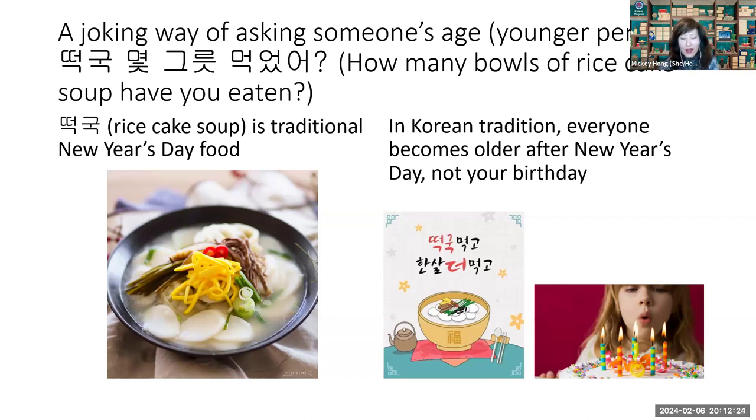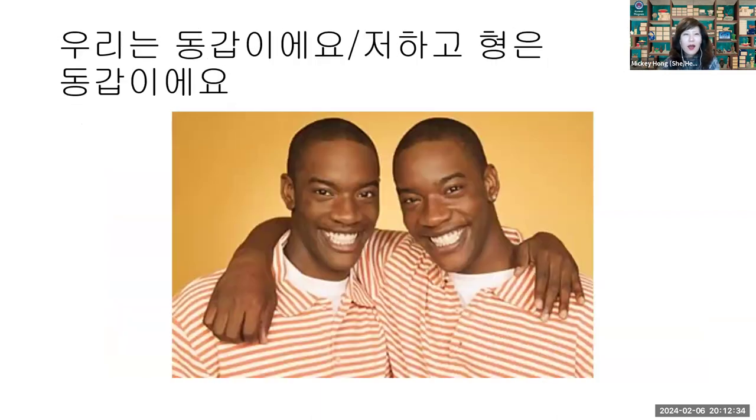So this is no longer valid as of 2024. I forgot if it's 2024. It's very recent, you guys. 우리는 동갑이에요. 동갑 means the same age. You were born in the same year, so you can get away with it. If you're 동갑, you can drop the speech level. You don't have to honorify the other person, even if there's a months gap between your birthdays. But they're twins. 저하고 형은 동갑이에요. Because they were probably born seconds or minutes apart.